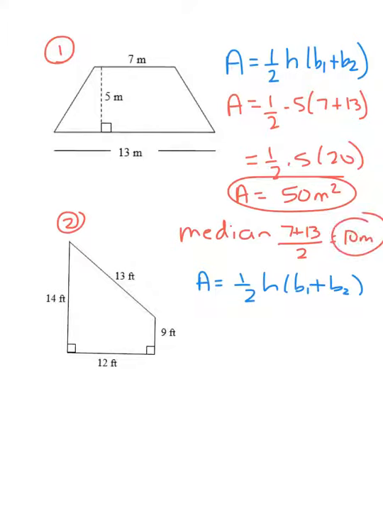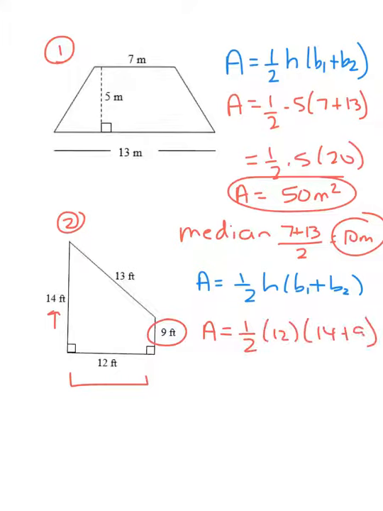In my next example, the trapezoid kind of turns sideways. We're not used to seeing it like this, but we do have the height. The height here is 12, and I do have my bases. I have 9 feet, and over here I have 14 feet. So I have the area is equal to 1/2 times the height, which is 12, times the bases, which are 14 plus 9. So that gives me 1/2 times 12 times 23. And when I do my calculations, I end up with the area is equal to 138 feet squared.